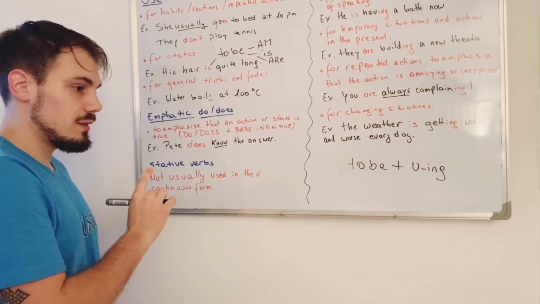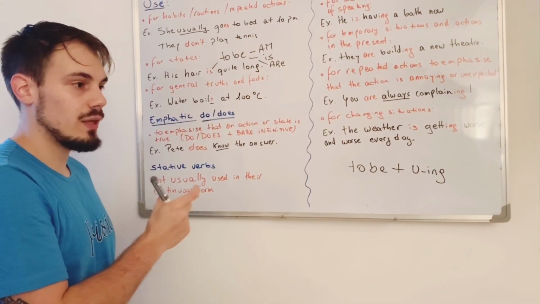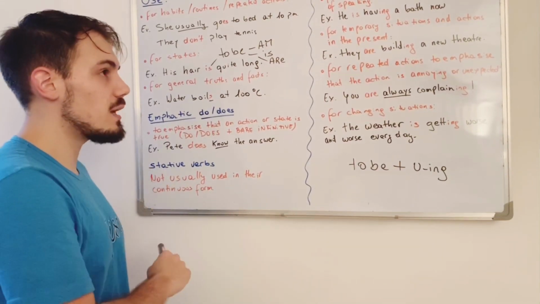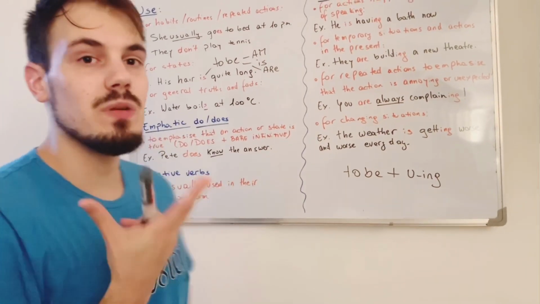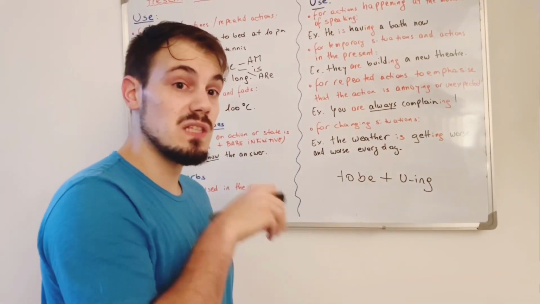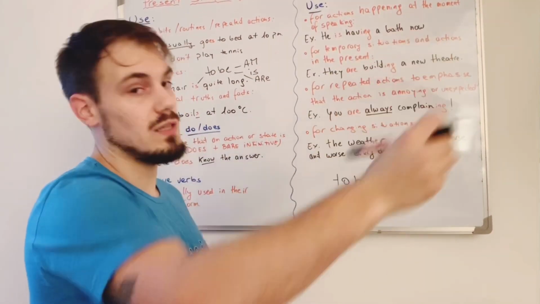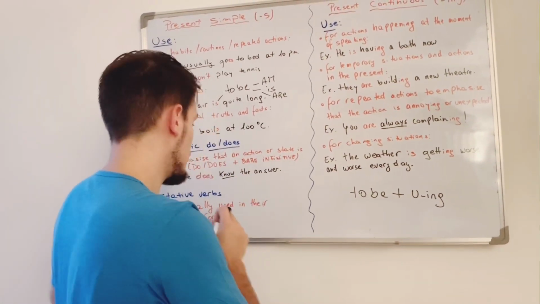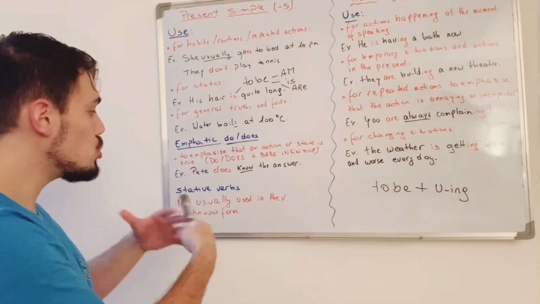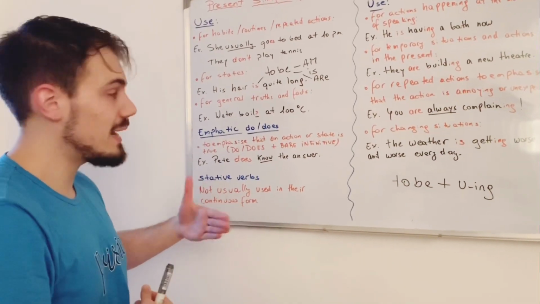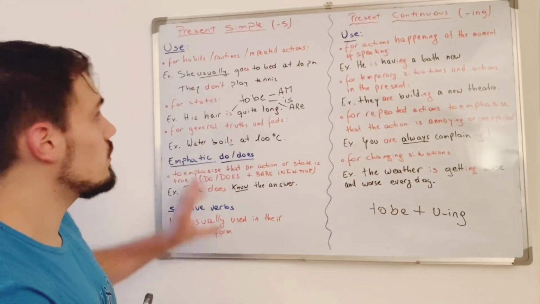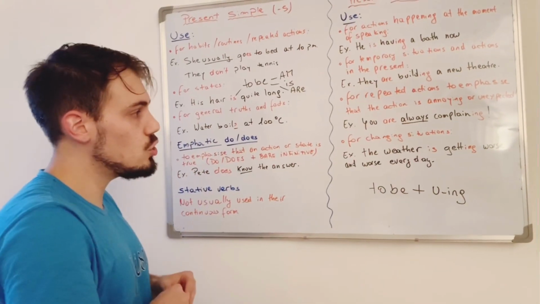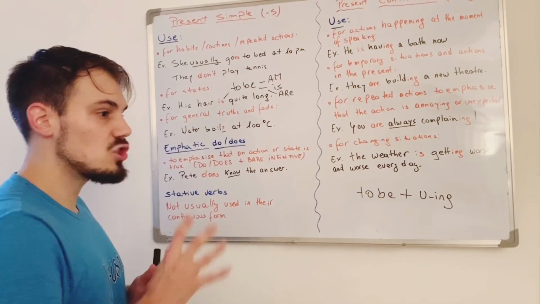But if I use this verb in the continuous form, I have a completely different meaning. So if I say, I am thinking of moving to Brazil, it means that I am considering the idea of moving to this place, okay? So we need to pay attention to that aspect, okay? Stative verbs are not usually used in their continuous form, okay? I cannot combine the stative verb with the present continuous. But in other cases, like in the one of I am thinking, you can use it to change the meaning, okay?